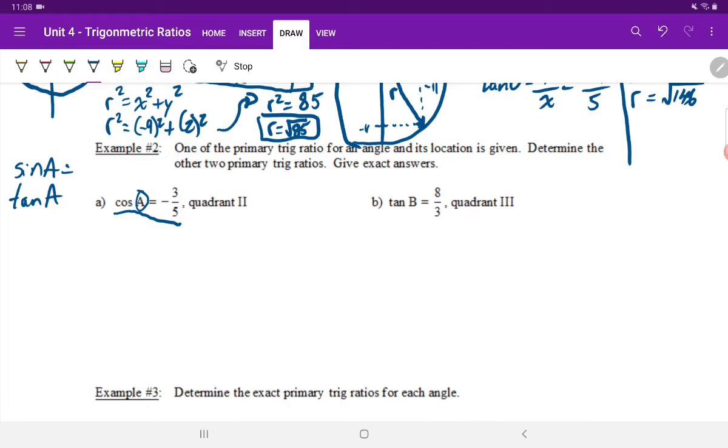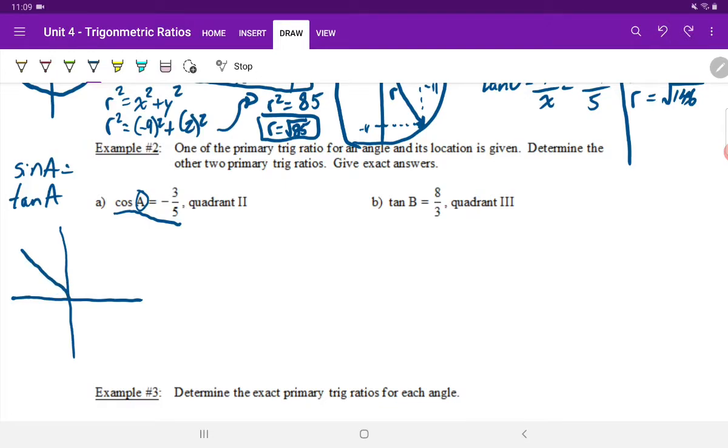All right, they've told me that it's in quadrant 2. So they were specific as to which quadrant, because I know from our previous lesson that this ratio could exist in 2 different quadrants with this exact value of -3/5, or -0.6. But they've told me that it's specifically right here in quadrant 2.